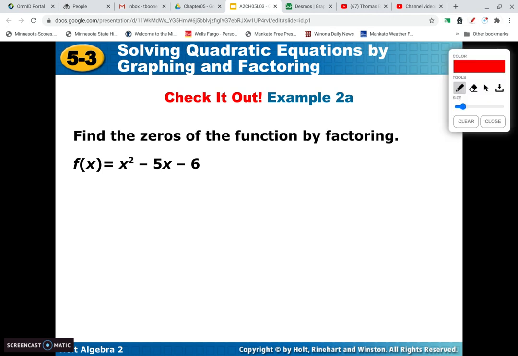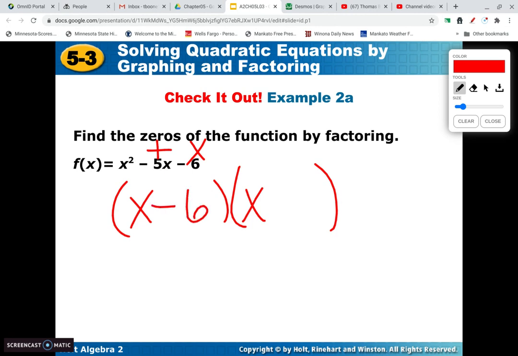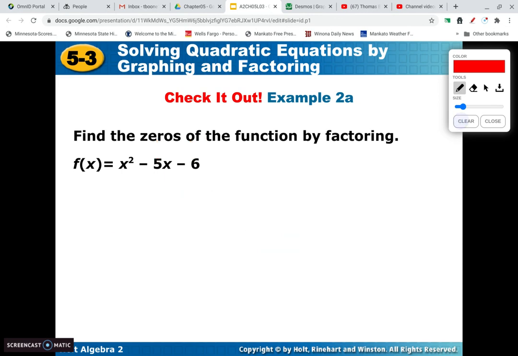All right, let's try another one here. Factor, we have a trinomial, so we're going to go x and x. And so we think, what two numbers multiply to negative 6 but add to negative 5? Well, I think we'd have to go negative 6 and positive 1. That would multiply to negative 6 and add to negative 5. So our zeros would be 6 and negative 1. Now, it takes practice to get to see those. Sometimes you just have to put numbers in and see if it works. If it doesn't, try something else, and you'll get it.